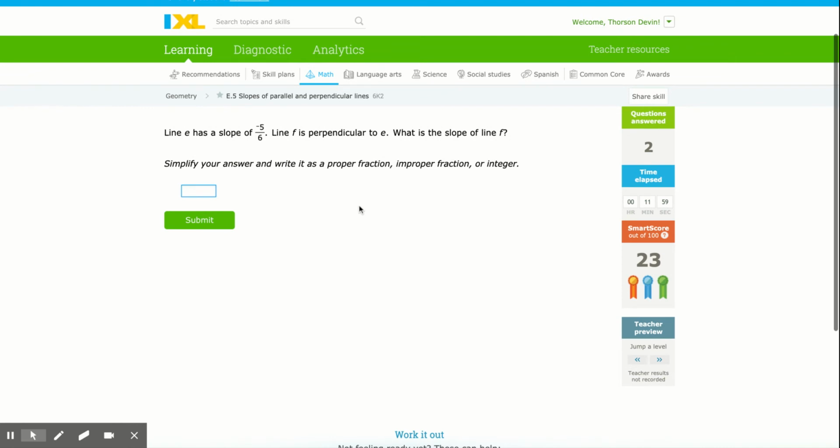All right, so let's look at this one. We have a negative 5/6. If line F is perpendicular to line E, take that fraction and flip it upside down, so the 6 will be on top and the 5 on the bottom, and change the sign. Since it's negative, it's now going to be positive. You don't need to type in the plus symbol, you just need to type in 6/5.